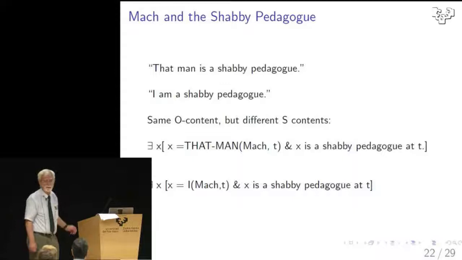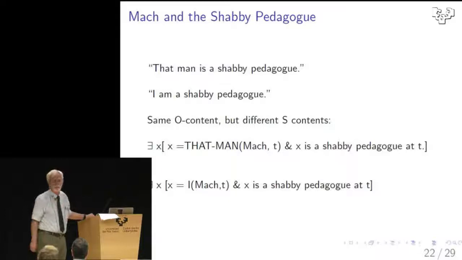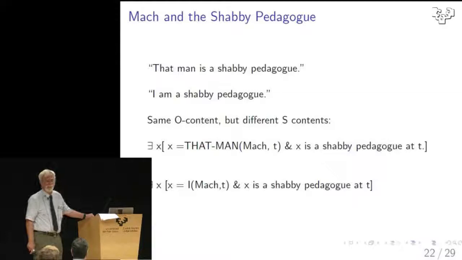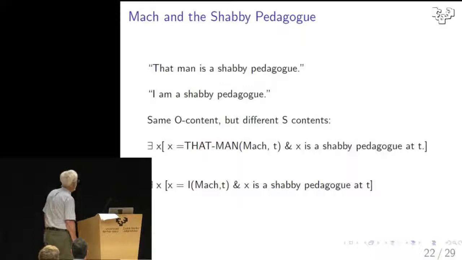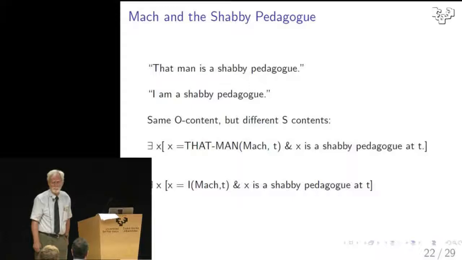And Mach sees himself as he gets on the back, he sees himself in the mirror in front, but he doesn't realize that. He just thinks he sees somebody else, and he thinks, what a shabby pedagogue that man is. Presumably because he's got lint all over his tie and his hair's all messed up and so forth. And then after a while, he really realizes, I am a shabby pedagogue. And those, again, are two quite different beliefs, but they have the same O content.